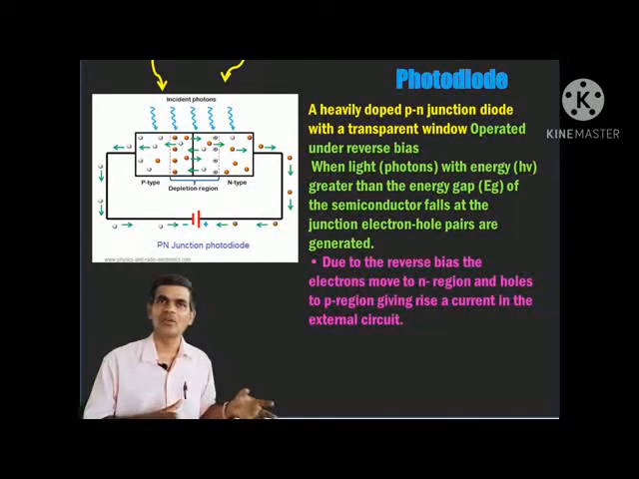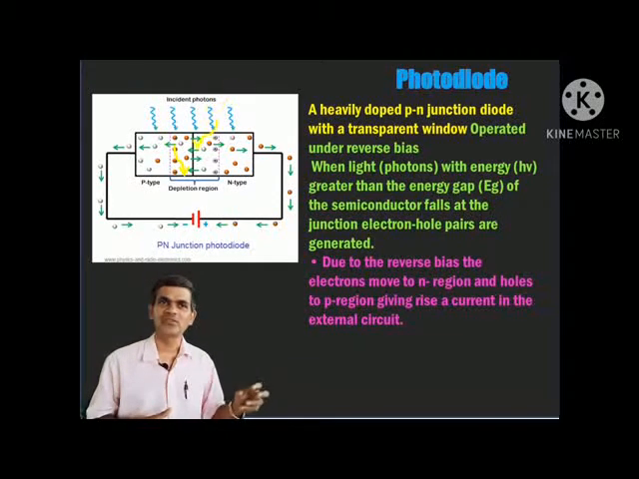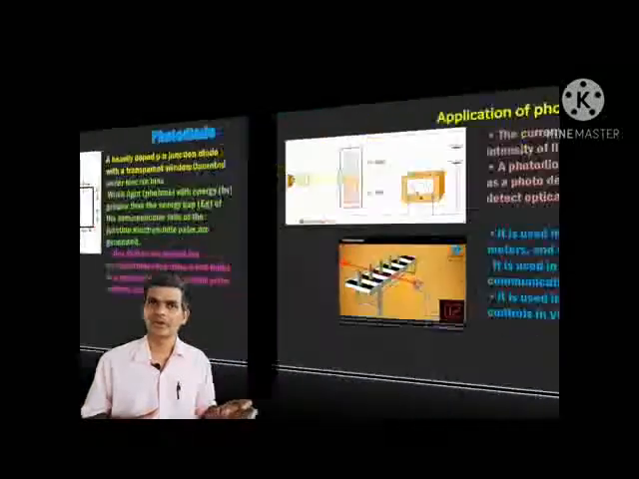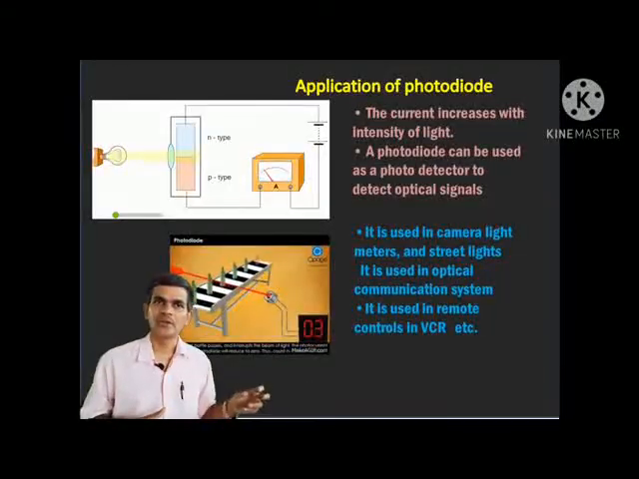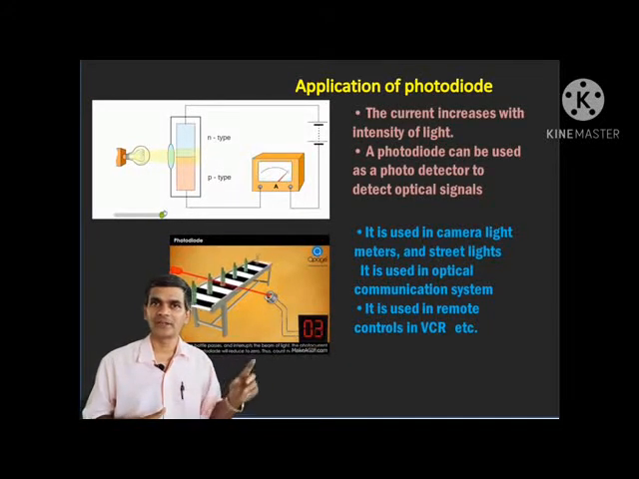And this is the working of photodiodes, and photodiodes are used in many areas. Application of photodiodes: when light is falling, it conducts, or a current flows, and the strength of that current is directly proportional to the intensity of light. Like that, we can measure the intensity of light by measuring current, as shown in the figure.